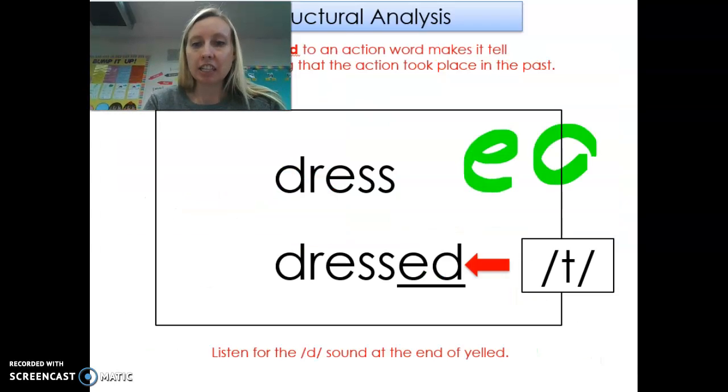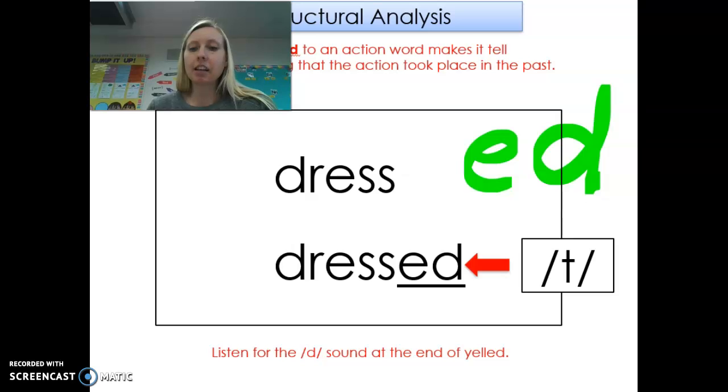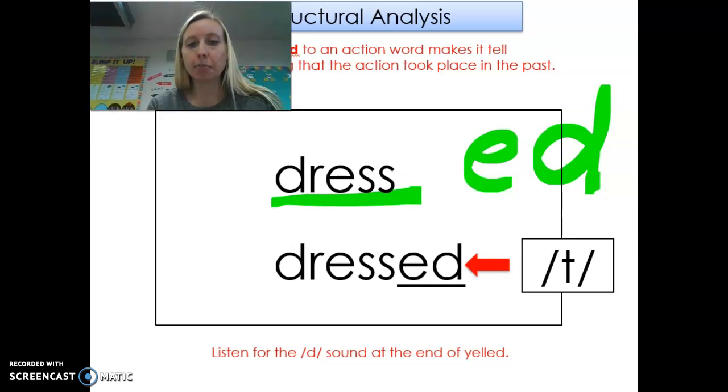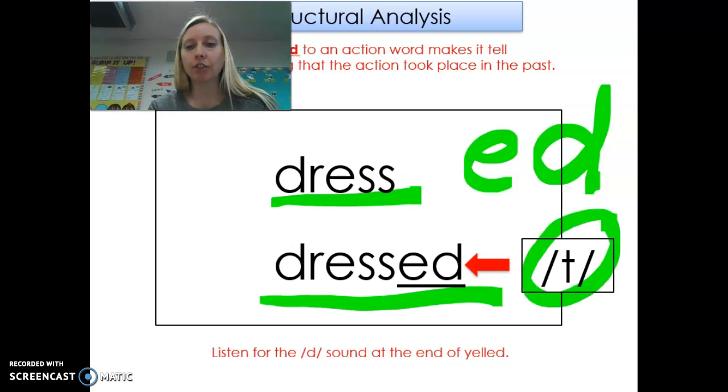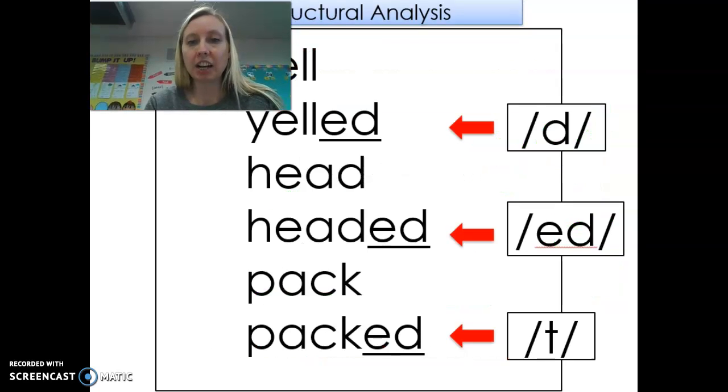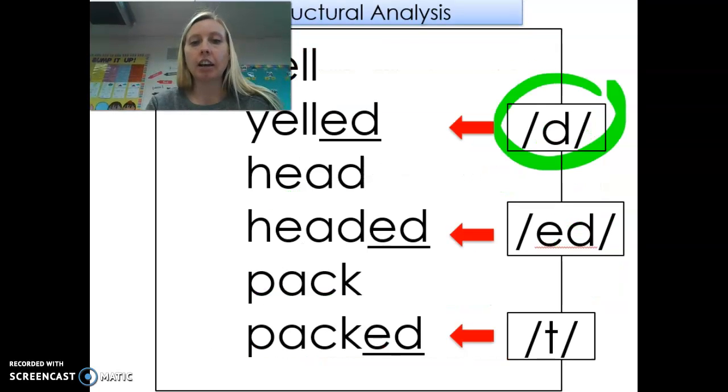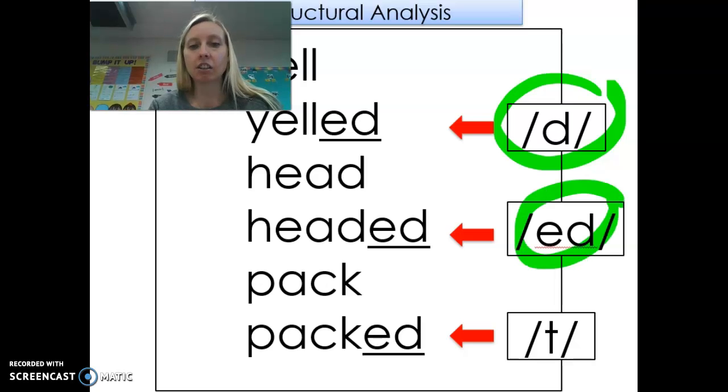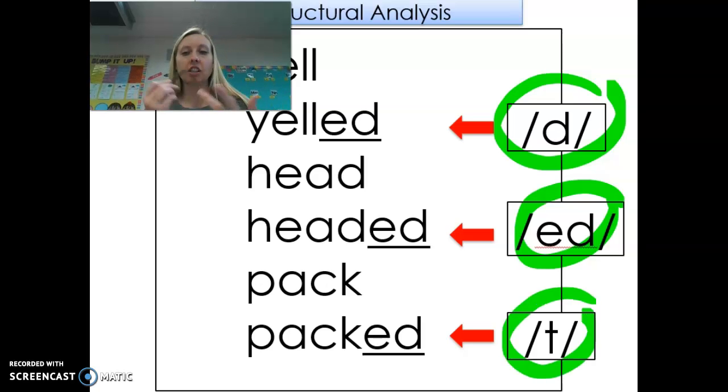When we have ed, it means something happened in the past. It's a verb or action that happened in the past. So dress becomes dressed. And you hear that even though it has t, it's still ed. Yell becomes yelled. Head becomes headed. Headed. Yeah, ed. Pack becomes packed. So it can say d, ed, or t.